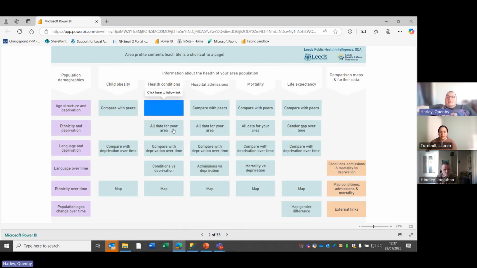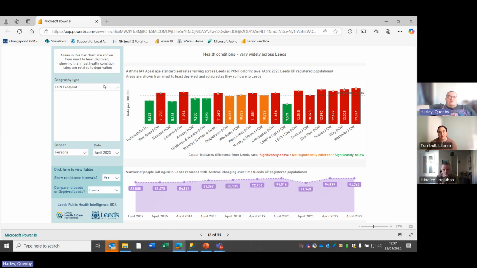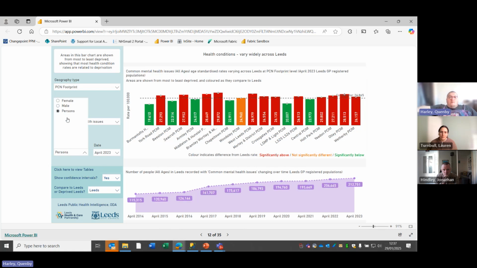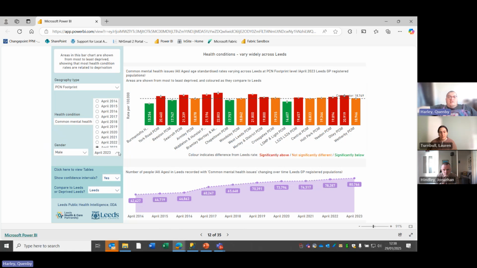okay, so let's have a look at the same sort of data with regards to the comparisons between areas. So let's look at common mental health issues, male, latest data. So that's April 2023, and yeah, I want to compare to Leeds. And then I can see how that varies across all of the different PCNs, and see how that varies between different areas.